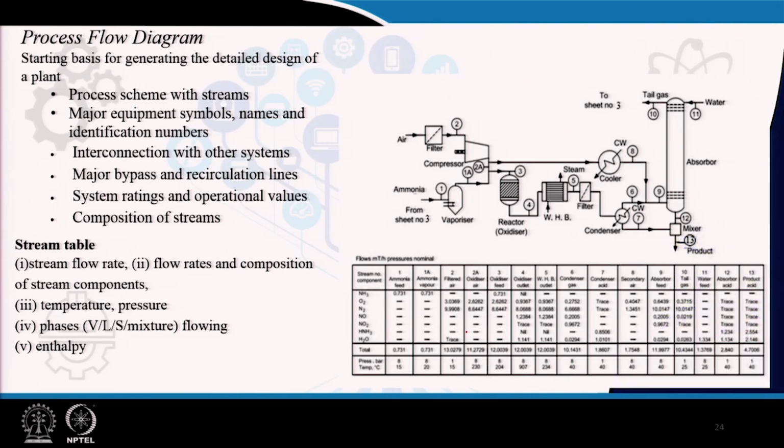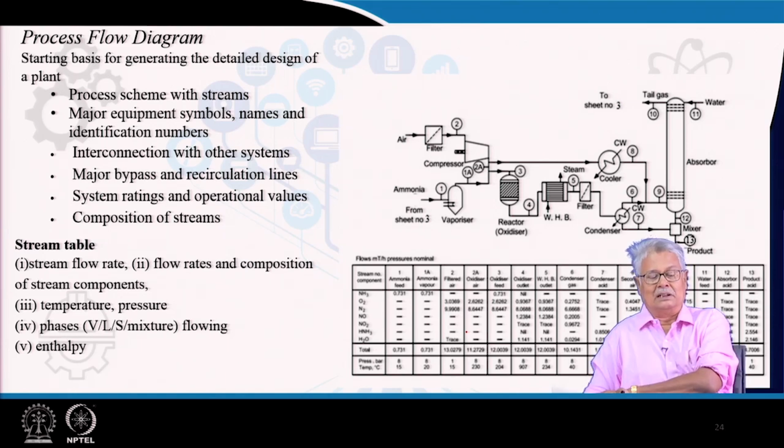Next is perhaps the starting basis of the detailed design. Now, for this what you require is a process flow diagram, which must contain and show all streams, major equipment, interconnection with other systems, the bypass and the circulation lines, system ratings, particularly the pressure and temperature, if there is anything which has to be specifically mentioned, the operating values and the composition of streams.